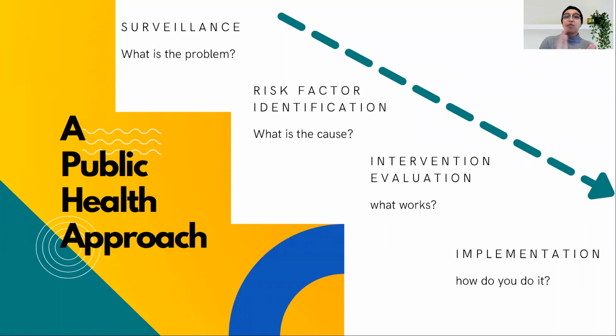So we move on to risk factor identification. What is the cause of this measles outbreak in northwestern Iowa? We might note that for a little while now, our vaccine rates in that portion of the state have also been going down. And so we might say, okay, fewer people are getting vaccinated and fewer children are being vaccinated for measles. So then we have to move on to intervention evaluation.